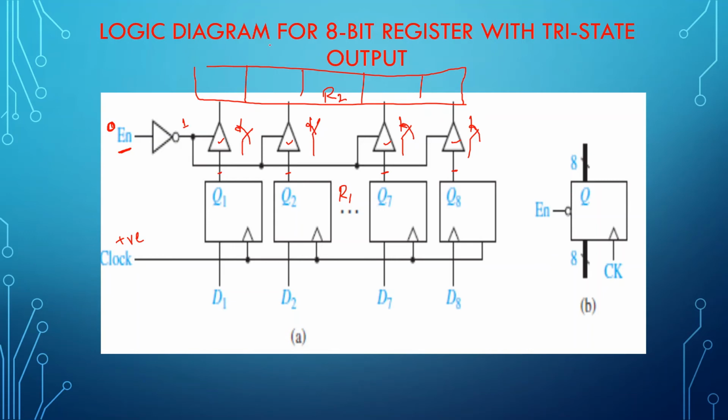If you're asking me, sir, what if I don't connect a tri-state buffer here? Is it not possible to move the data? It is possible. If you don't connect a tri-state buffer here, data will directly move from this register to the other register. That is, you give the data input, you activate the clock signal. As soon as the clock signal is given, the data will go here and it will be coming at the output side.